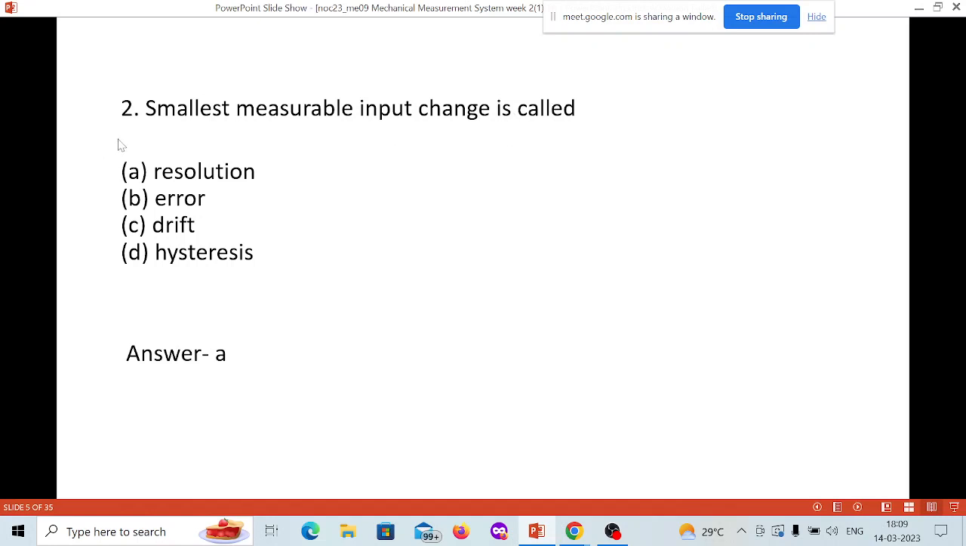So the smallest measurable input change in this case is resolution, while the smallest measurable input is the threshold. So that threshold is the minimum input which you need to give so that the initial output is visible. So that is threshold, and the minimum change to see the output is the resolution.